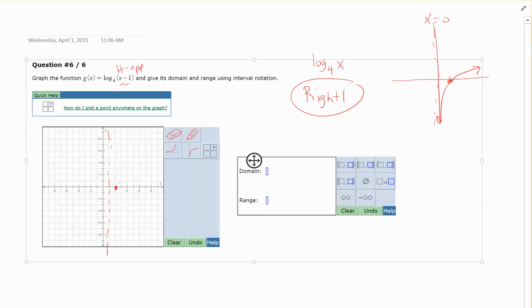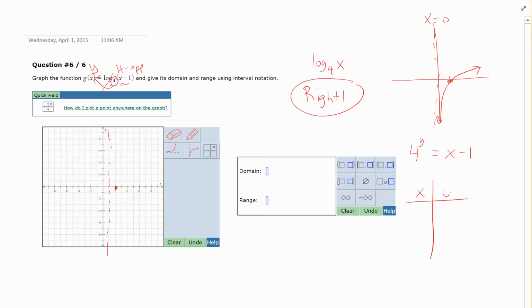ALEKS requires us to have 2 points, though, to sketch the graph of a logarithm. So to find a second point, what you can do is take your g of x and make it be a y, and you can get rid of the log by doing exponential form. You start with the base of the log, and you cross over to the power. So my exponential equation is 4 to the y equals the part after the log, x minus 1.